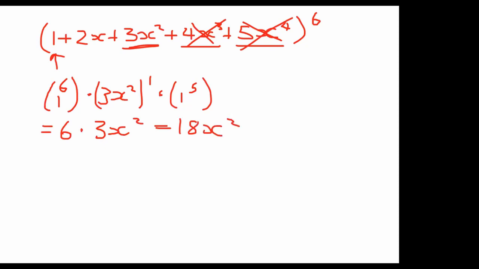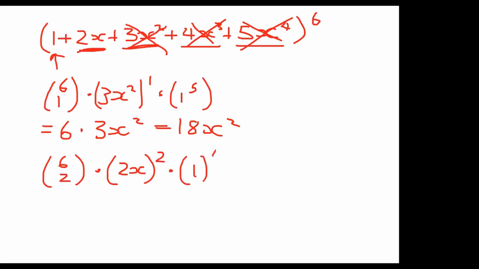The other way we can do it would be, well, we said we can only choose this once, so the other alternative would be never choosing it. Well, that means we'd have to choose this 2x twice, which can be done in 6 choose 2 ways. And then in each of those 2 ways, we'll be choosing the 2x. And then for each of the other ways, we'll be choosing the 1. Now 6 choose 2 is 6 times 5 over 2, which is 30 over 2, which is 15. 2x all squared is 4x squared, and that's just 1. So this gives us 60x squared.